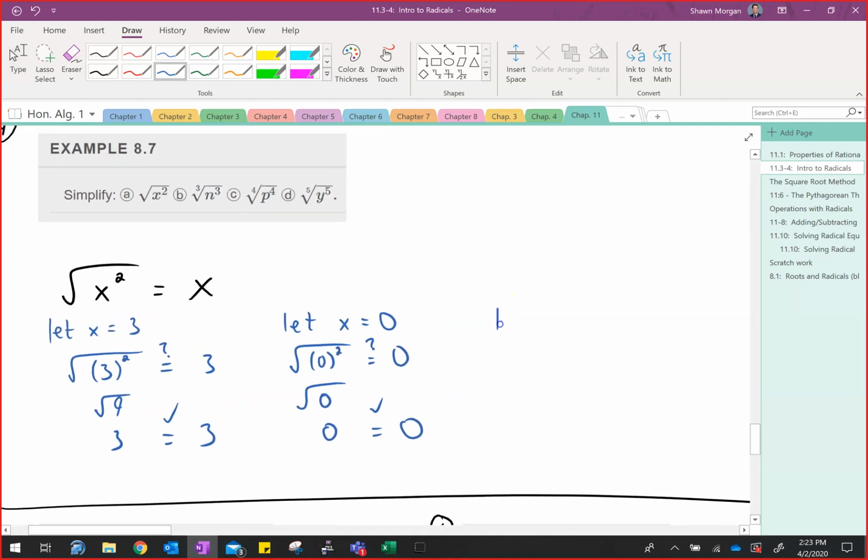A negative number. So maybe we say, okay, like let X be negative 5. Square root of X squared. So we're going to say square root of negative 5 squared. And we want to know, does that equal negative 5? All right, negative 5 squared is 25. And then the square root of 25 is 5. 5 does not equal negative 5. And so their supposition breaks down with negative numbers.